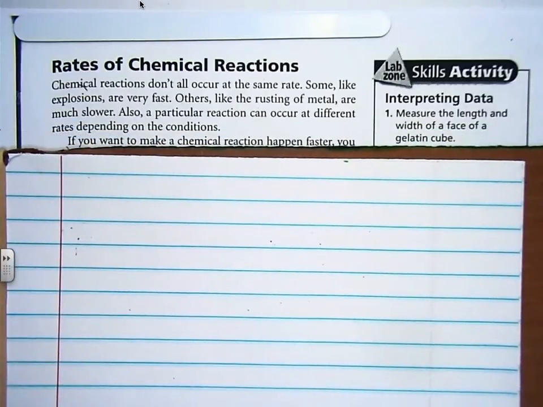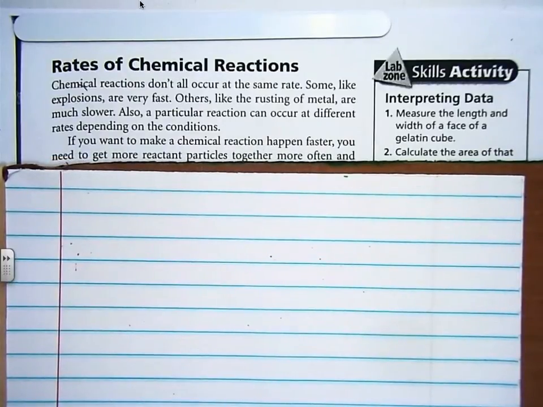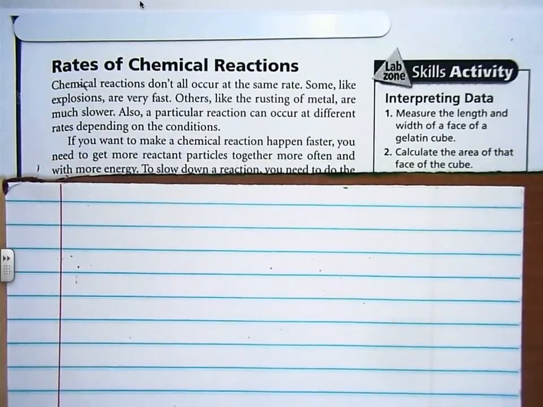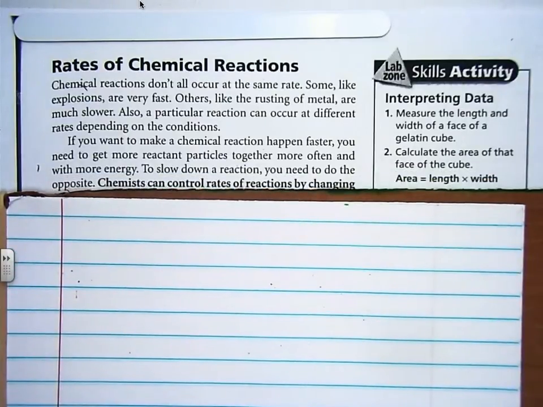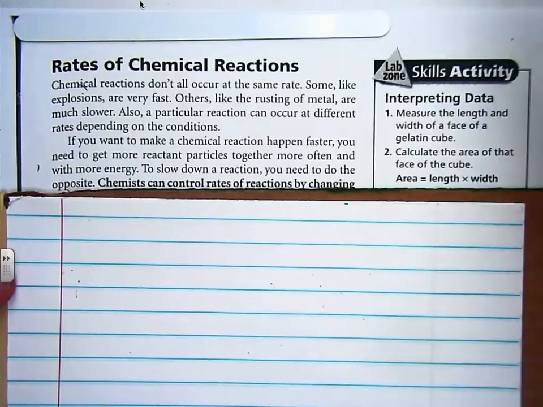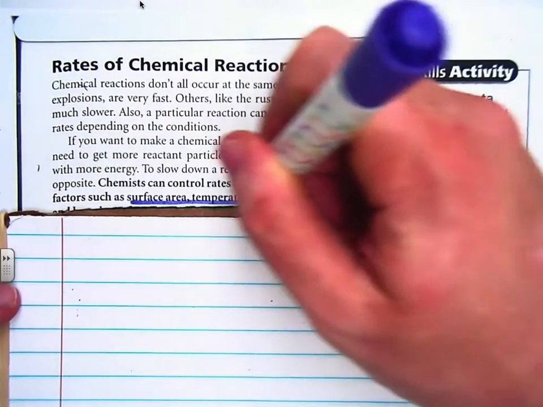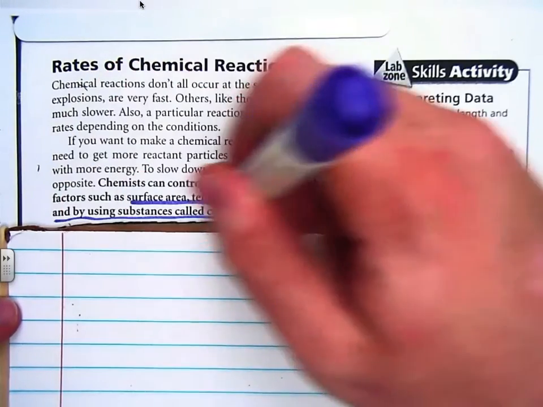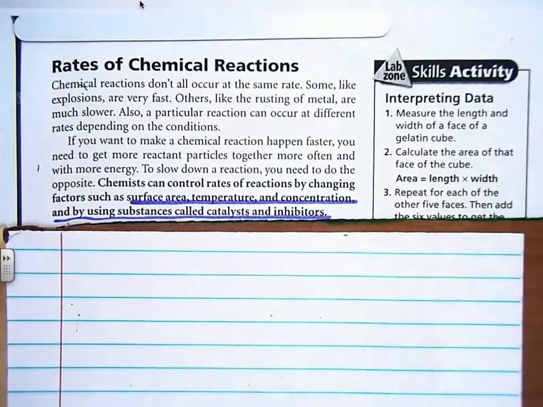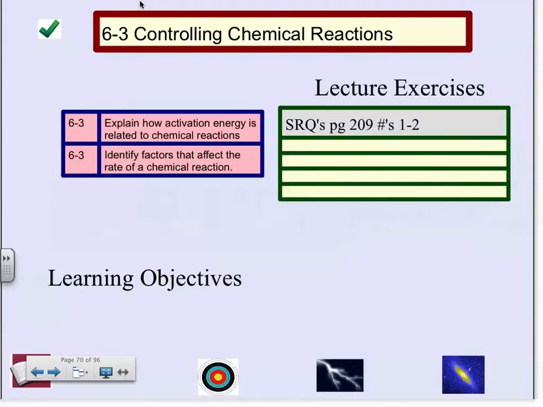If you want to make a chemical reaction happen faster, you need to get more reactant particles together, more often, and with more energy. To slow down a reaction, you need to do the opposite. Chemists can control the rates of reactions by changing factors such as surface area, temperature, concentration, and by using substances called catalysts and inhibitors.